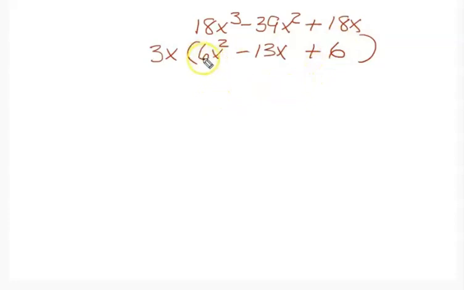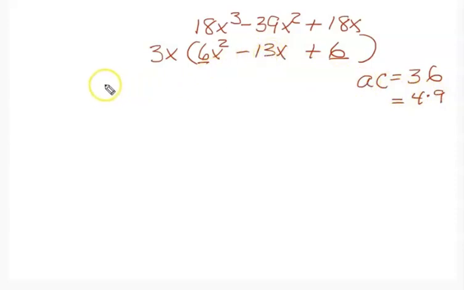But they want us to use the AC method here. So A is 6 and C is 6, so AC equals 36. Now our middle term is a negative 13. So we're looking at factors of 36 that add up to 13. So again, I can see it. It's going to be 4 times 9 is 36. And that adds up to 13.